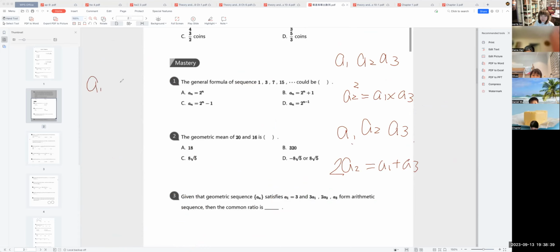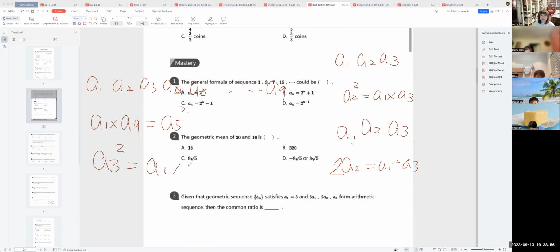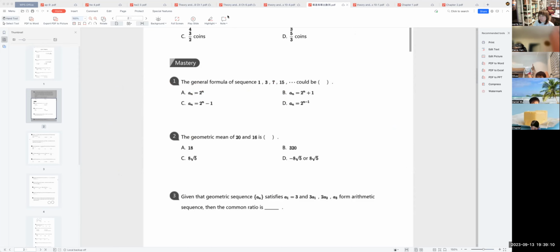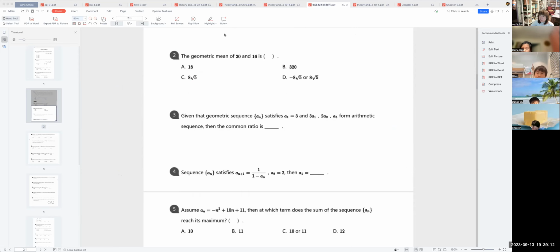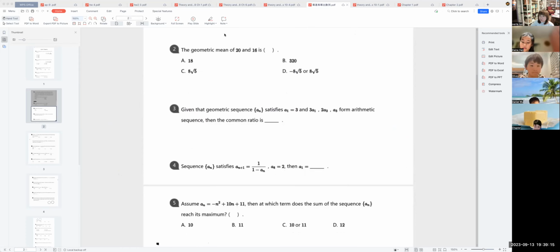So you can say if we have A1, A2, A3, A4, A5, all the way to A9, okay? So A1 times A9 equals A5 squared. And also A3 squared equals A1 times A5. Understand? Because 3 to 1 is 2 differences and 3 to 5 is 2 differences. As long as they're in the middle, this always applies to all of them. Understand? Oliver, 懂了吗? No? Do you understand? Okay, so let's take a look at number 4.